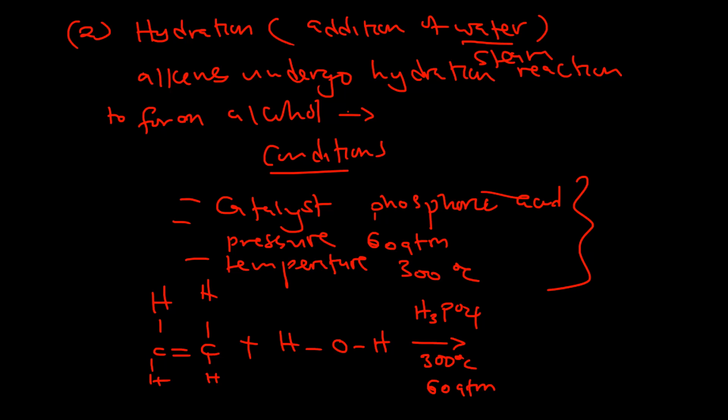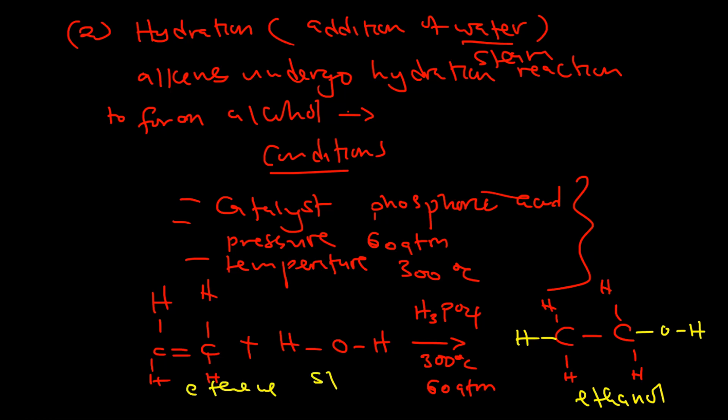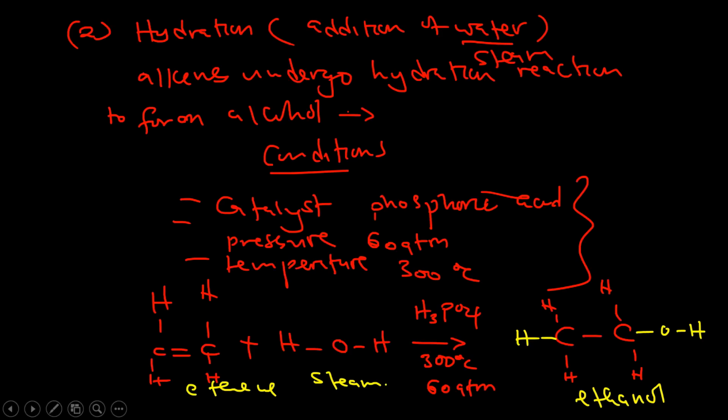Then what is going to form here is this. Let me just put a different color. So we are going to have hydrogen attached to that, then that. So this is alcohol, which is ethanol. This is the ethene. This is the steam. Then the conditions. That is how you can look at it.